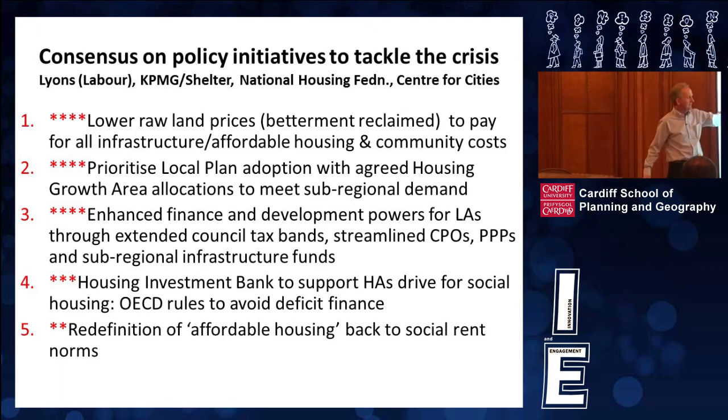Secondly, we've got to prioritize local plan adoption. We've already seen the Tories doing that. And housing growth area allocations, working between city and rural hinterlands. And that needs more than a duty to cooperate. It needs some real collaboration. And it also needs enhanced finance and development powers for local authorities.